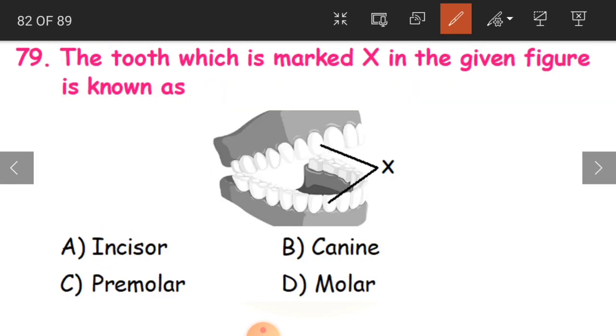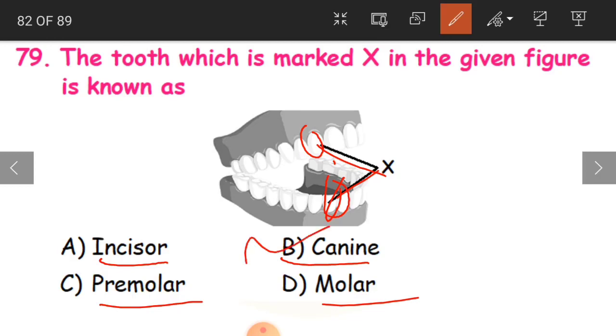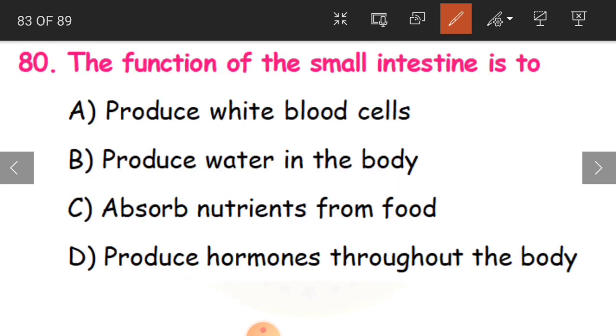79th question, children. The tooth which is marked X in the given figure is known as. This tooth is marked as X. What is it called? Is it incisor, canine, premolar or molar? The answer is B, children, canine. The first four teeth are incisors, so to the back you have got canine. So canine is the answer.